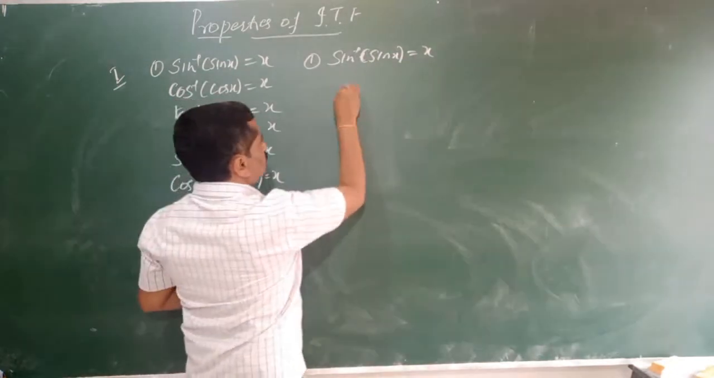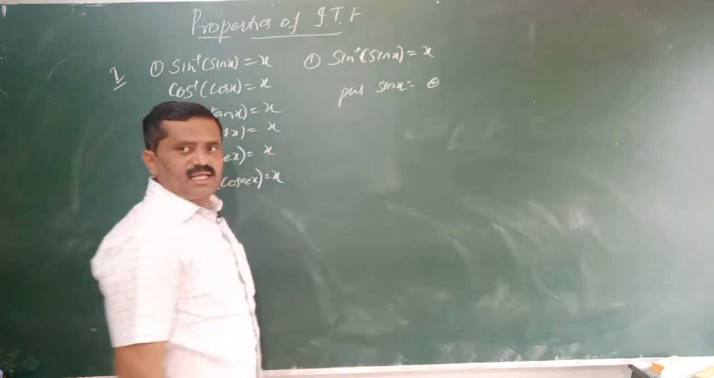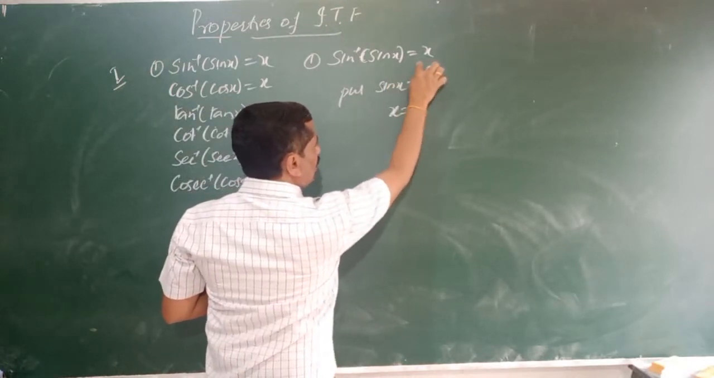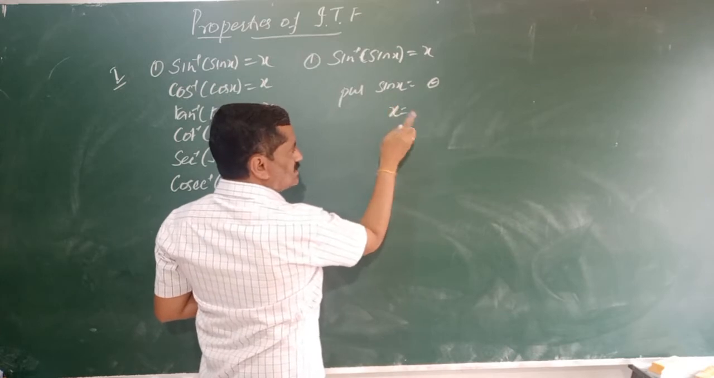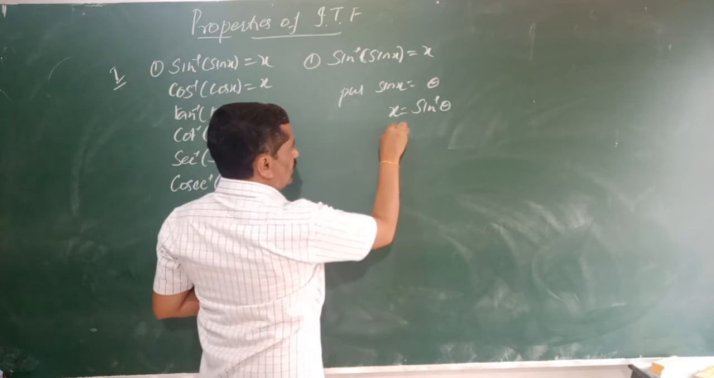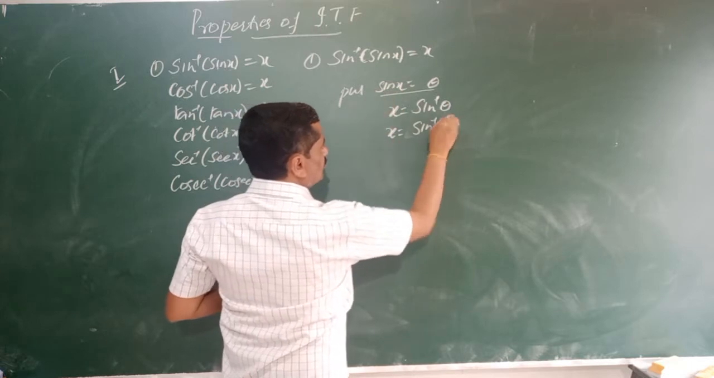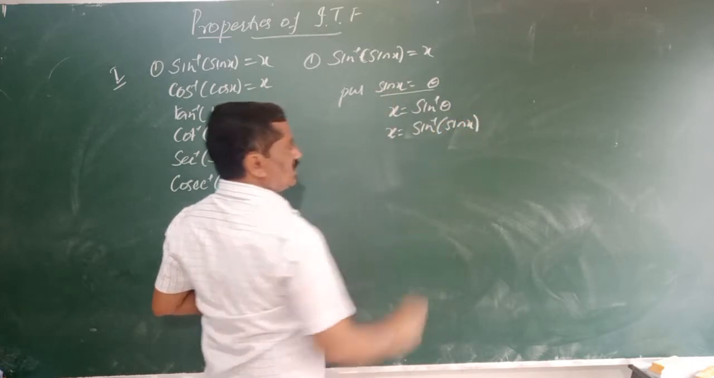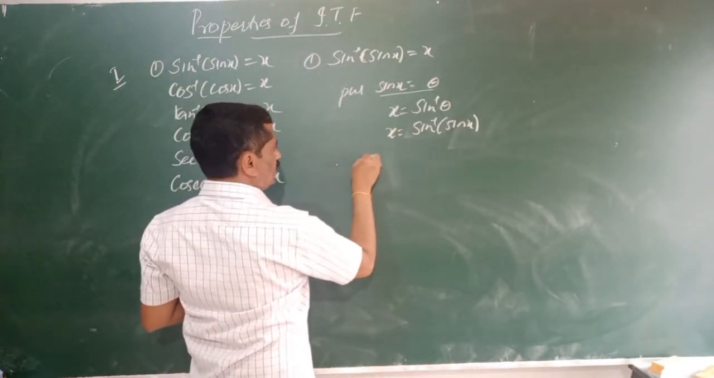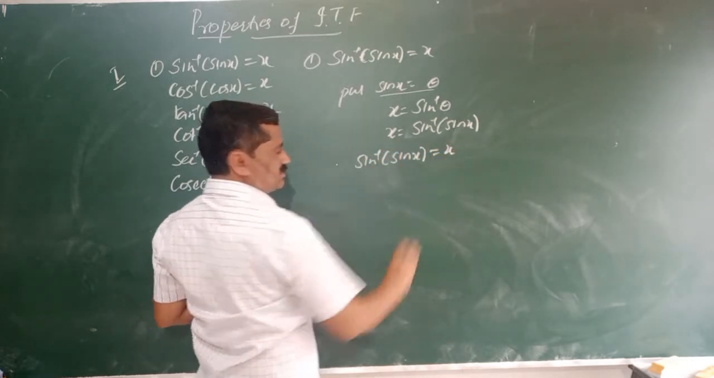So, put sin x is equal to theta. Therefore, what is x? x is equal to, bring this sine to the RHS. Now this becomes inverse trigonometric. Therefore, sin inverse of theta. Again, x is equal to sin inverse of, what is the theta value? We have sin x. Therefore, sin inverse of sin x is equal to x.